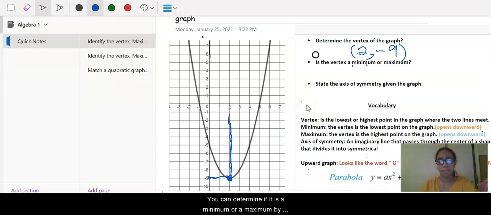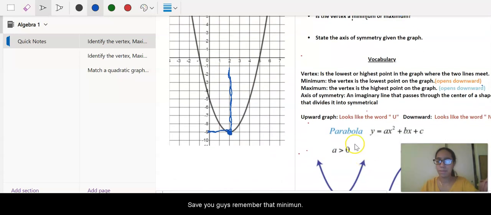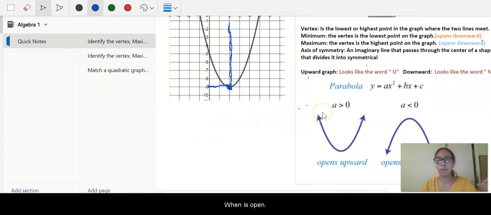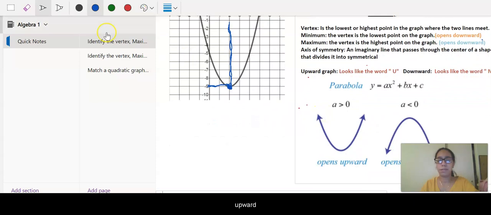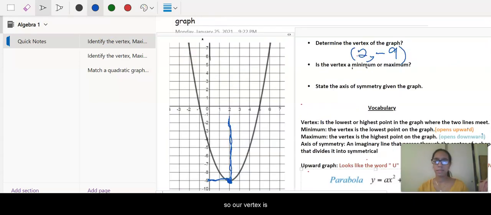Now our next question is, is the vertex a minimum or maximum? You can determine if it is a minimum or a maximum by looking at the shape. So if you guys remember, the minimum will be also the low point on the graph when it opens upward. So our vertex is a minimum.